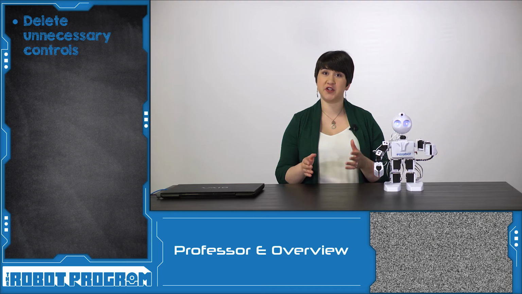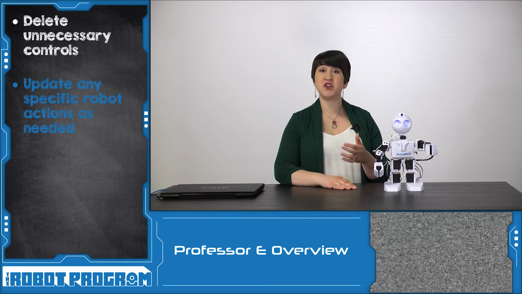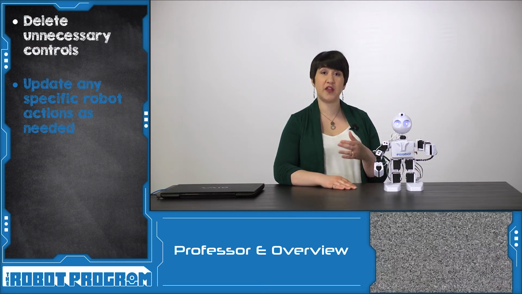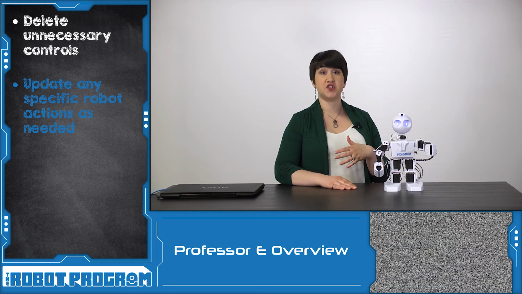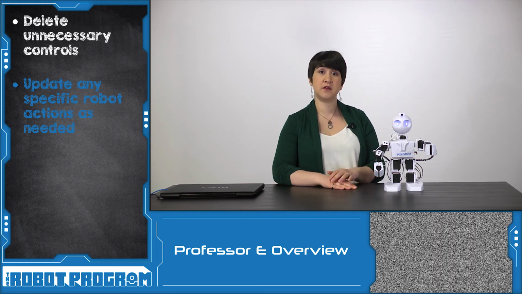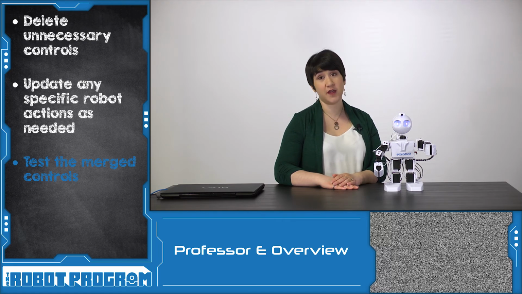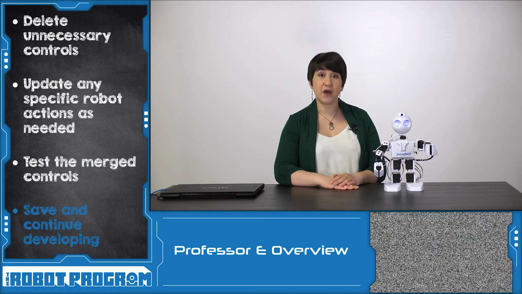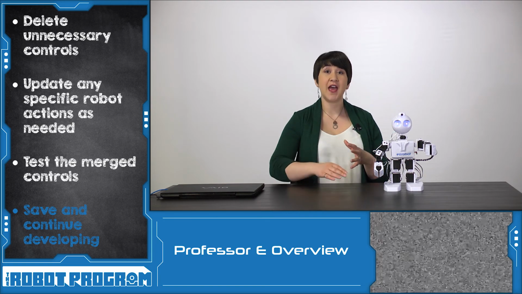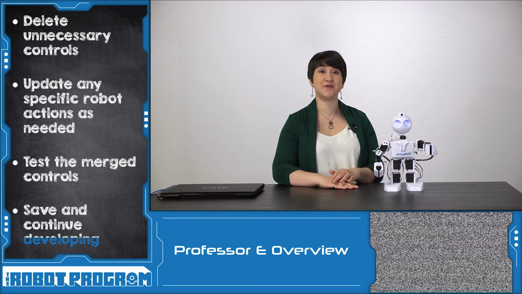If you are merging a project from a different robot type, make sure to update any information in the code that is specific to your new robot, such as auto position commands. Connect to the robot to test all the controls and to make sure they work the way you intended. Students can now save this new merged project as they continue to develop new features for their robot.